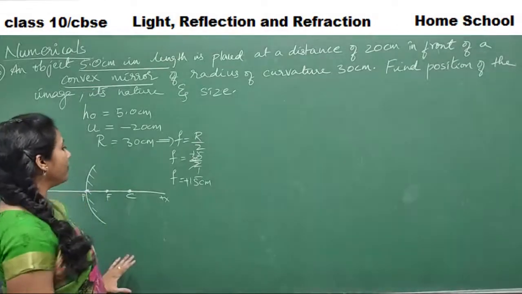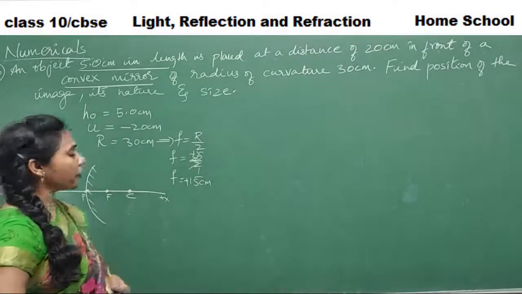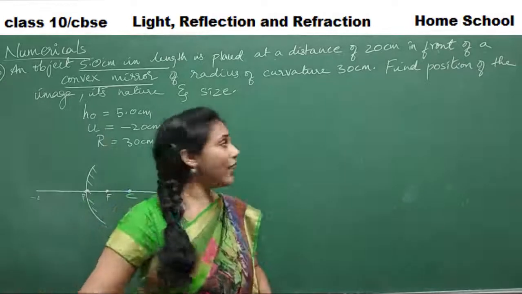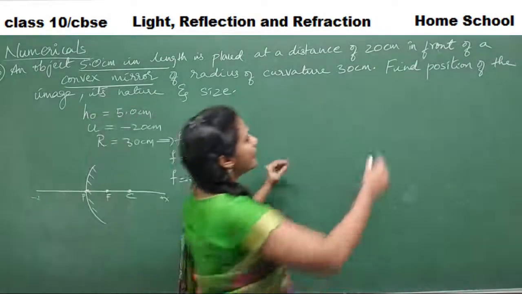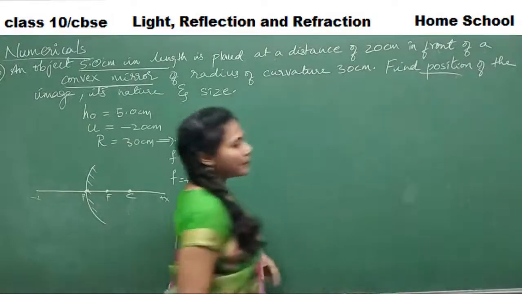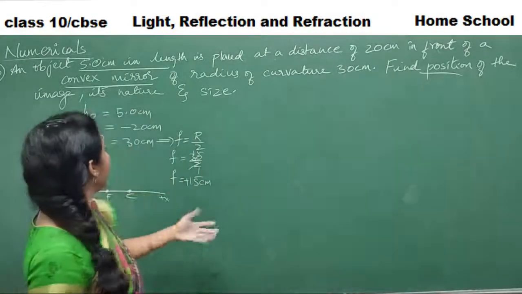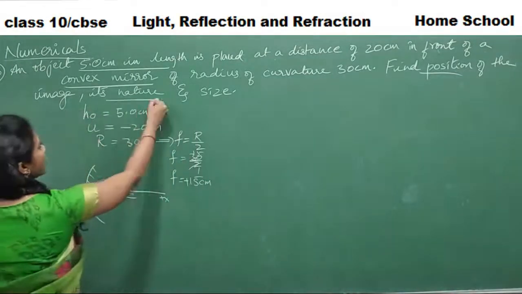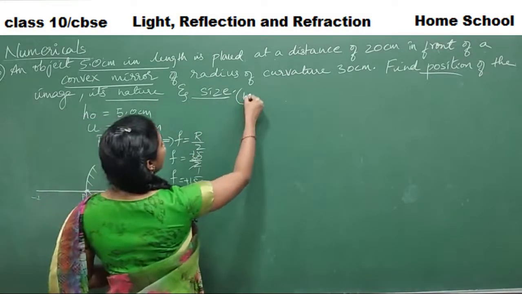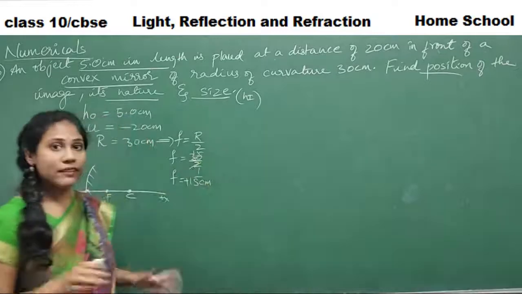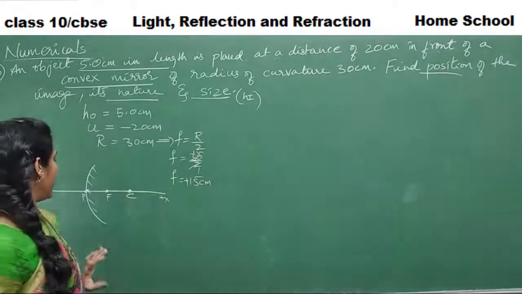Now let us first logically find out where the image is formed. They are asking the position of the image, exactly at what distance the image is formed. They are asking the nature, and they are asking the size of the image, that means the HI value they are asking. So this is the question.